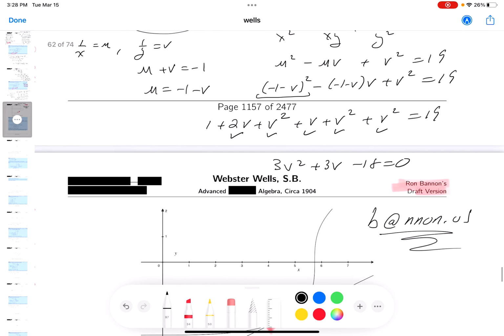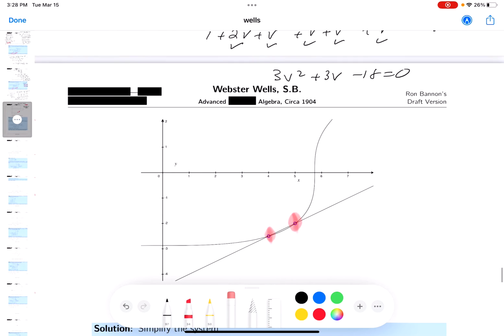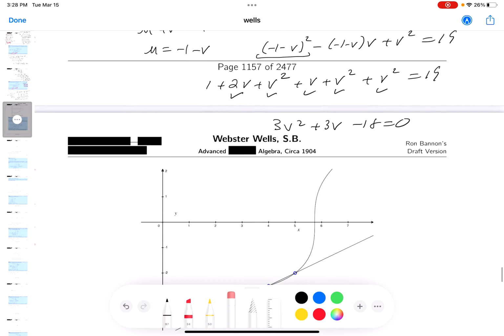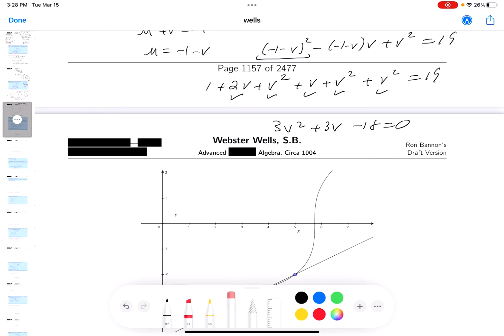And let me just erase this over here. It's from the prior problem. And let's continue. And I have to factor it, don't I? Before I do that, I'm going to divide by 3, make it easier on me. So v squared plus v minus 6 equals 0. Much easier for me now. 3 and 2, plus minus. So v equals 2 or v equals minus 3.